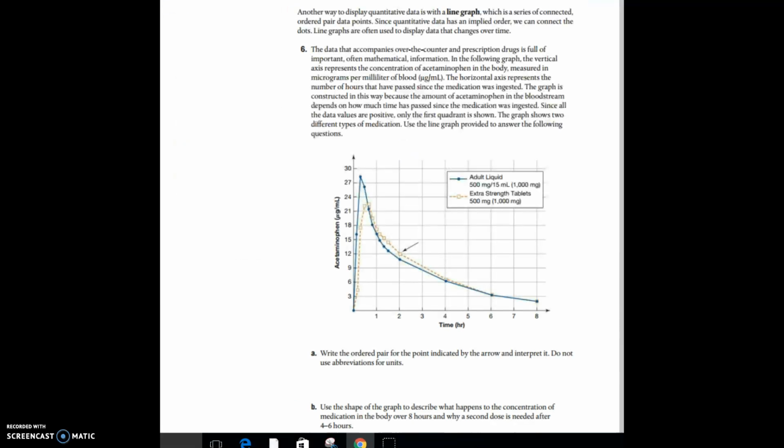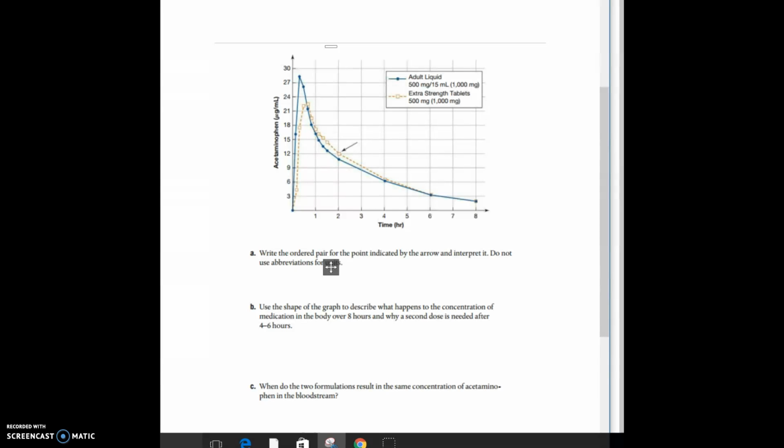All right. So now we have what we call a line graph. So what I want you to do is read this and try to answer all the questions. We're dealing with some tablets here, and looks like they have to take 2 of them to get up to 1,000 milligrams, and adult liquid, so it looks like they're taking 2 doses to get up to 1,000. So read the part up here, and then answer all the questions on the bottom of that page. Okay, I'm going to pause. You do that, and again, don't cheat. Do it as if you're in class, and then come back.